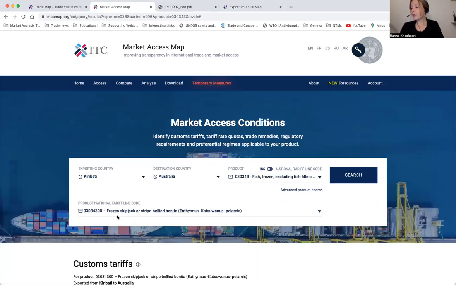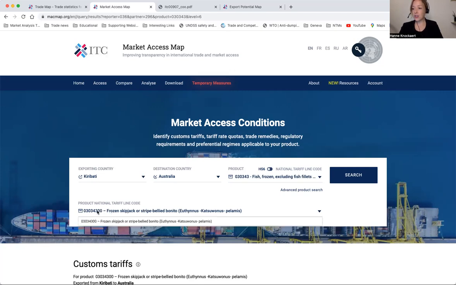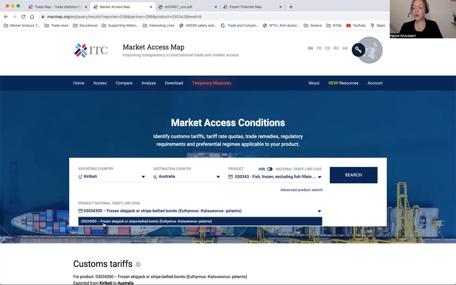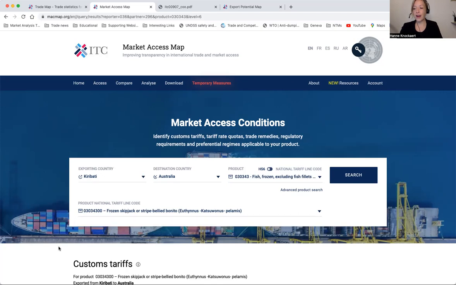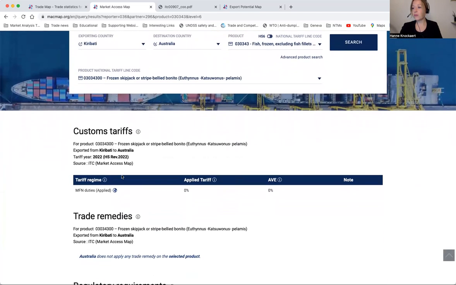And here, remember I spoke about the national tariff line codes. You see the codes that Australia uses for these products. So here we can see that Australia added 2 zeros, so they don't define this fish into more detail for their tariffs. So their tariffs are levied on this one, but here, that's what I was afraid of.